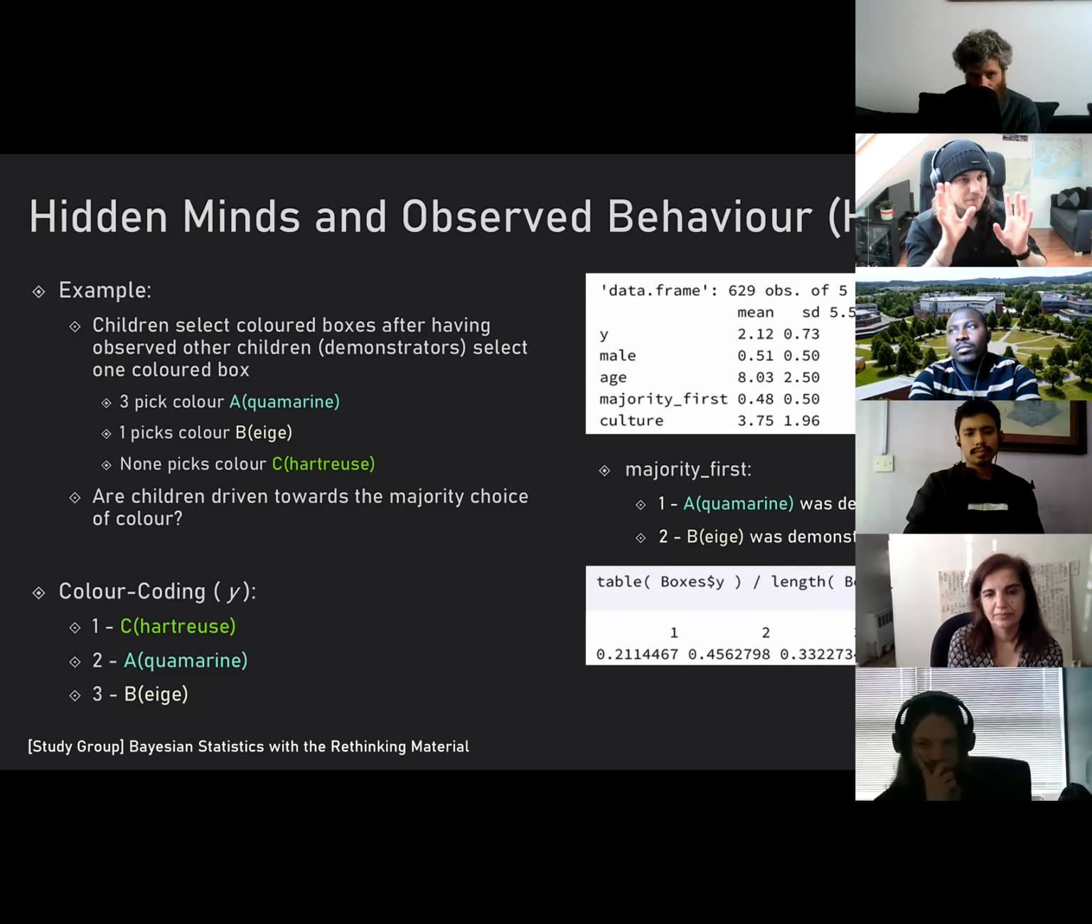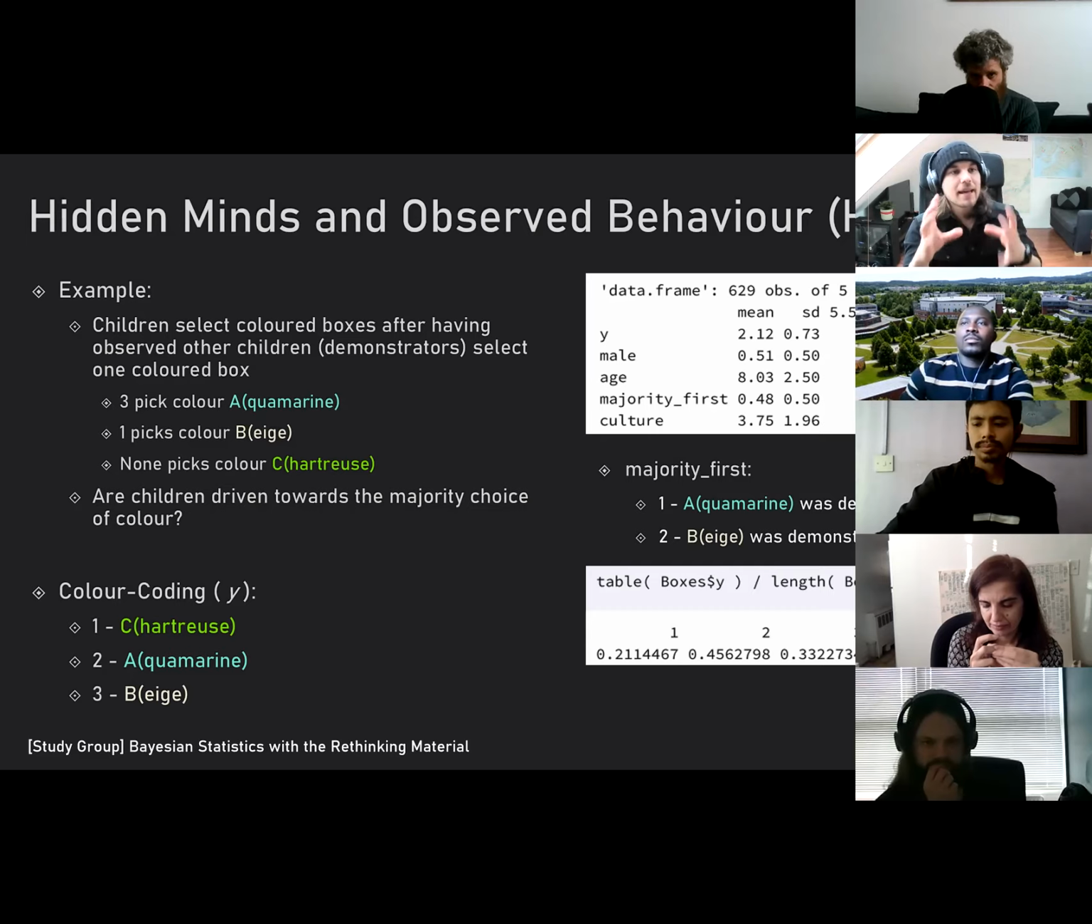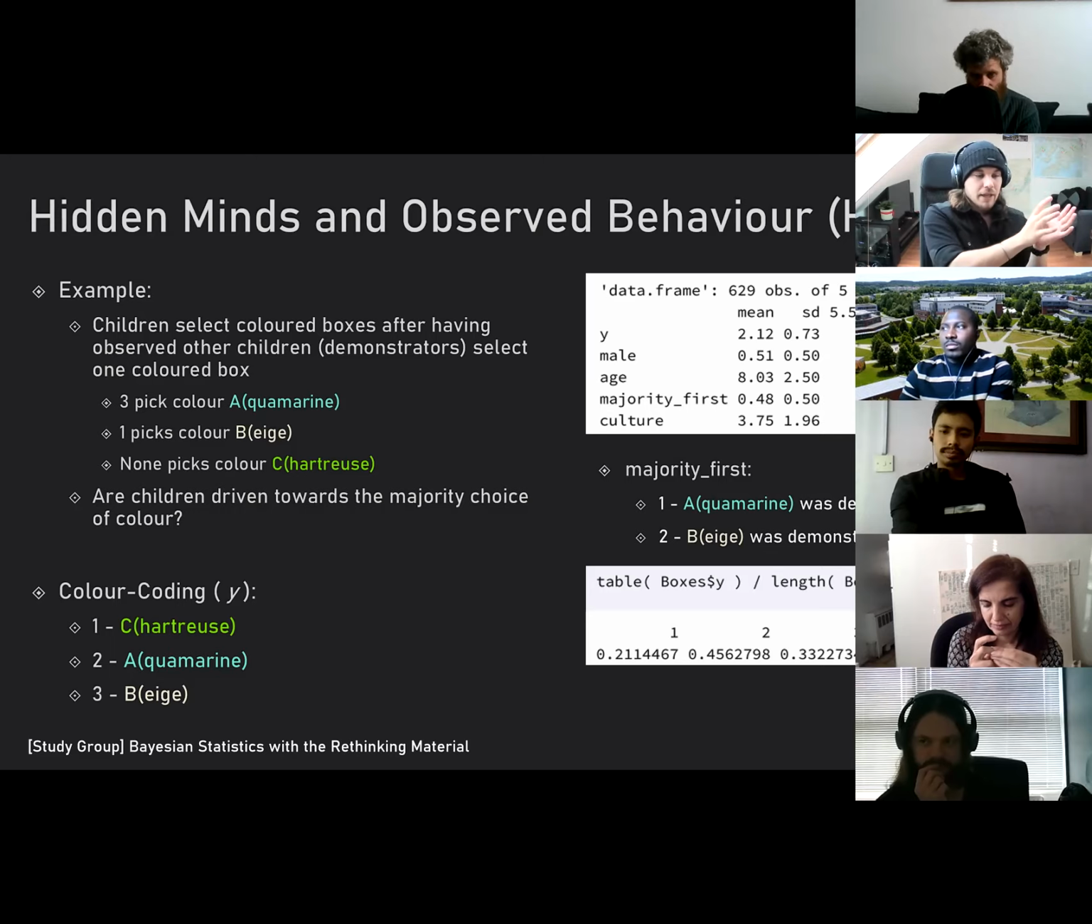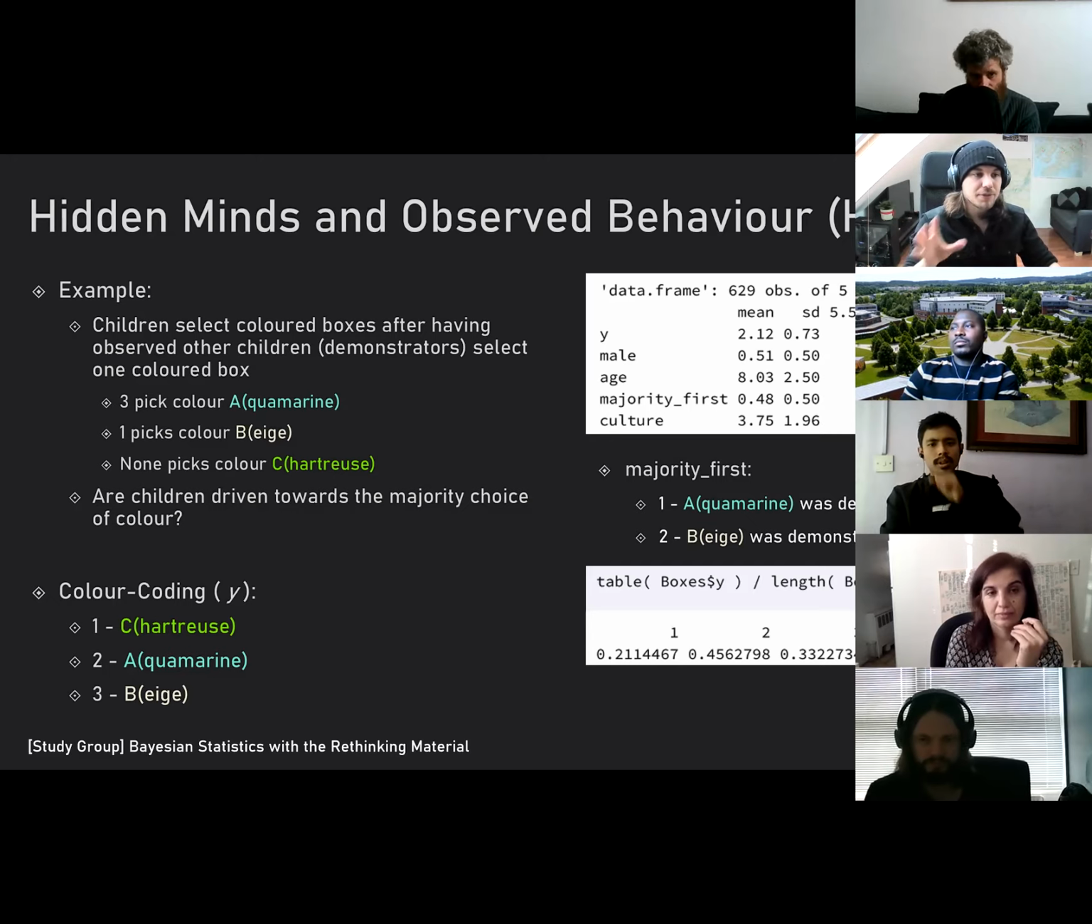And what I mean by majority and minority, I just have to reinforce this because it took me a second to get this from the book, is that majority and minority just refers to what the kids were demonstrated to see instead of what they picked afterwards. So there's a disconnect between what they observed and what they chose themselves. Majority and minority just refer to what they observed before picking.